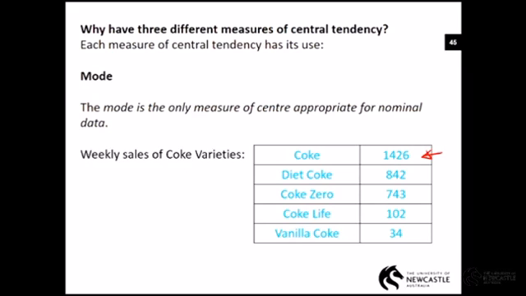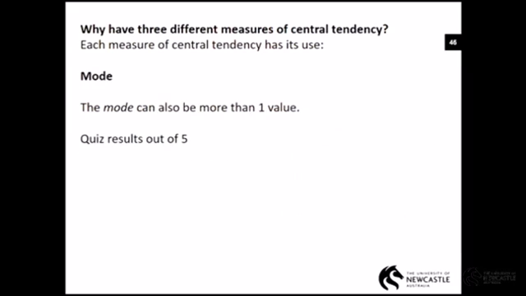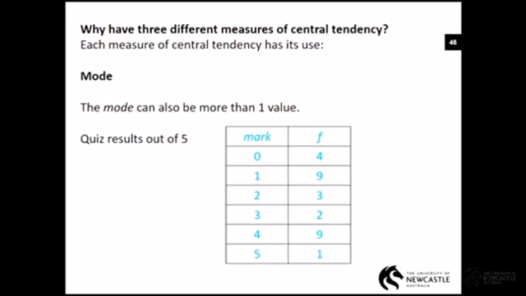Let's get more of them in. Another way, mode can be more than one value. If we've got some quiz results out of 5.